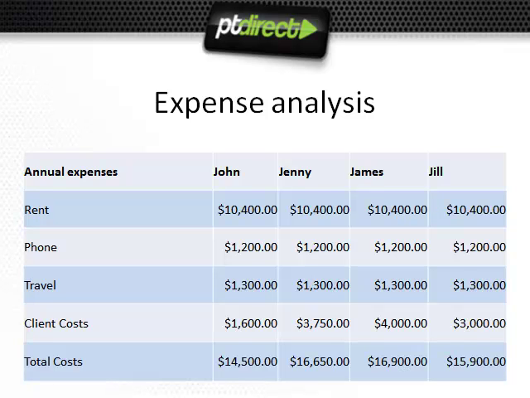What you'll note here is that their rent is the same, their phone costs are the same, the travel costs are the same. The only thing that's changed a little bit is client costs. John is spending $100 a client on his 16 clients. Jenny's spending $100 a client on her 37.5 clients. James is spending $100 a client on his 40 clients, and Jill is spending $150 a client on her 20 clients. You'll note that Jill's costs overall are actually lower than James and Jenny's and not much higher than John's. So Jill has been able to spend more on her clients, but her total costs are lower overall.